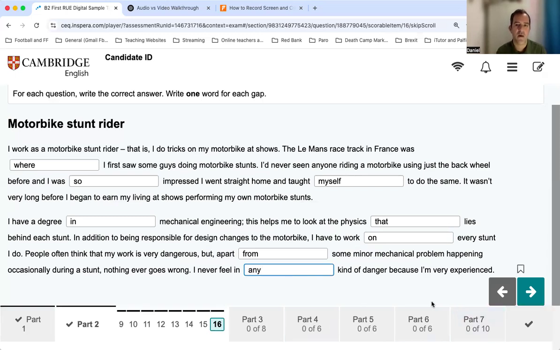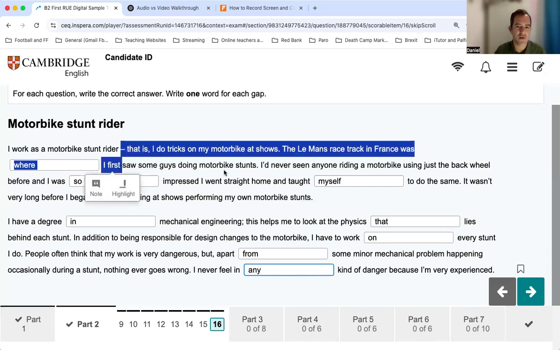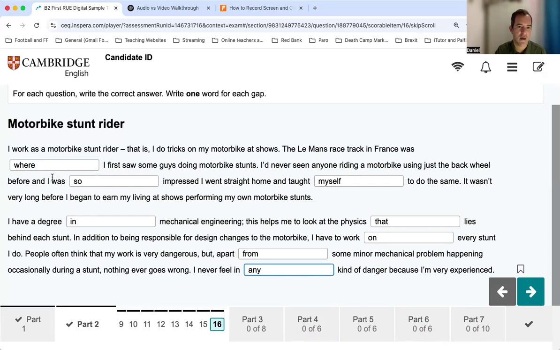Okay. So therefore, we've got the Le Mans racetrack. Now I'm going to read over and check my answers. Was where I first saw some guys doing stunts. I was so impressed. I went home and taught myself to do the same. I have a degree in. This helps me to look at the physics that lies behind each stunt. I have to work on every stunt.